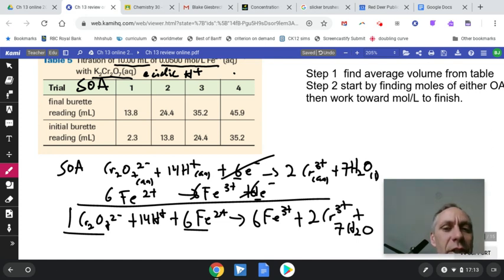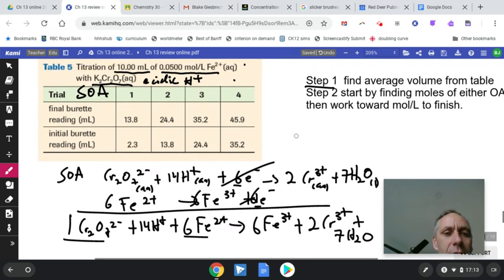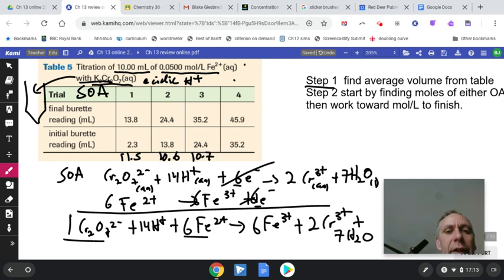Okay, so on our titration table, it says up here, step 1, find the average volumes. And these are the volumes of what? Titration of 10 mL of 0.05 Fe2+ with, okay, so that means this is the volume in the burette. Because that's in the burette, that's what we're measuring the volume of. So subtract those and we get 11.5 mL, 10.6, 10.7, and 10.8.